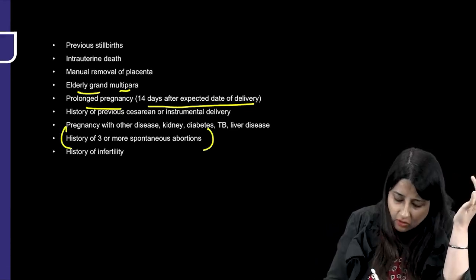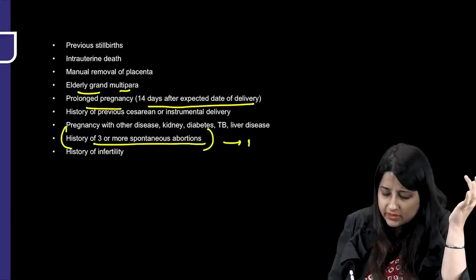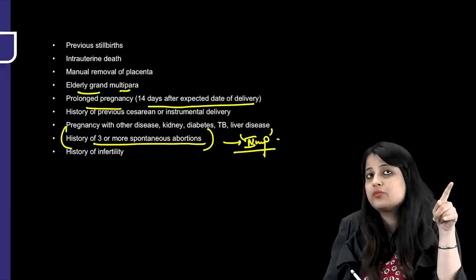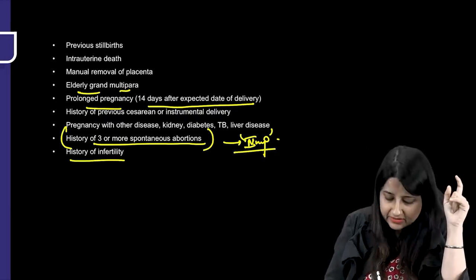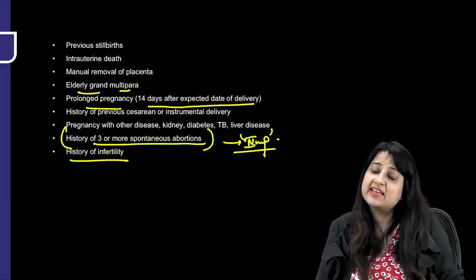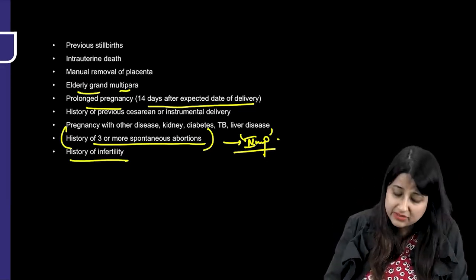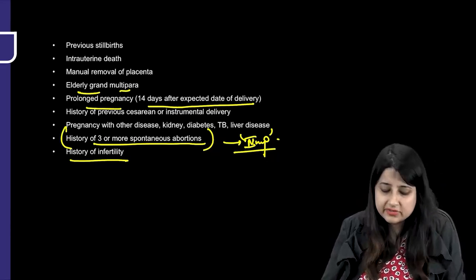History of 3 or more spontaneous abortions. Okay, this is important. 3 or how many? 3 or more than 3 spontaneous abortions. Okay, plus history of infertility. So high-risk pregnancies definitely come. Remember, it's 3 or more than 3 spontaneous abortions.